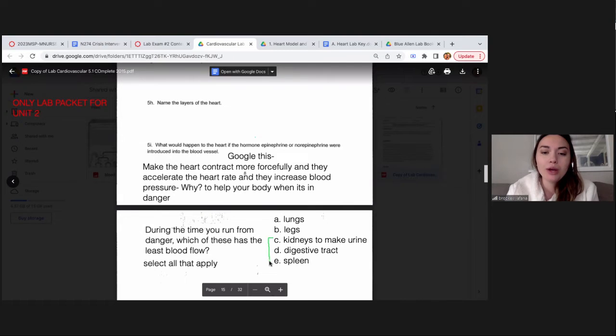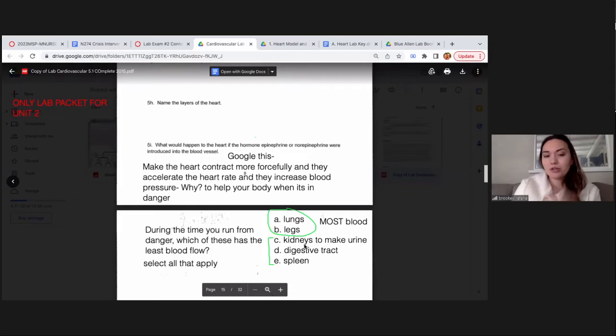So when we run from danger, these two get the most blood, right? Like I told you, the lungs, the legs, things that are helping you run away. But the kidneys to make urine, is that a priority when you're running away? Probably not. Digestion, is it really a priority for you to digest your food when you're about to die? Probably not, right? Your spleen kind of helps filter blood. Again, it's not the priority when you're running away from death.